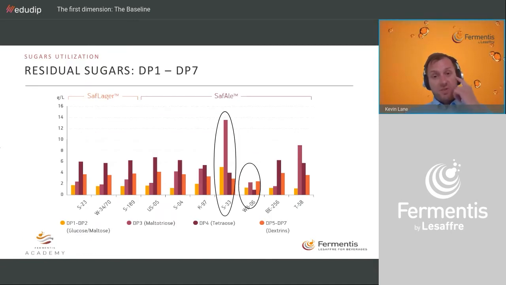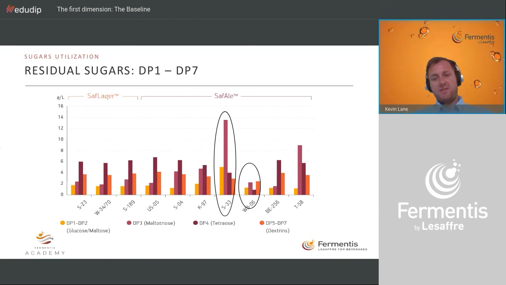When you look at the residual sugars DP1 through DP7, here DP1 and 2 are grouped together, the glucose, and that should be fructose, not maltose. Or sorry, DP1, 2, sorry. Glucose, fructose, and maltose. DP3 maltotriose, and DP4 through DP7 being the dextrins. Here you are seeing significant differences between the ale yeasts again. Over on the left, the first 3 strains are the 3 lager strains, S23, W3470, and S189, all SAF lager. And then the rest are the ale strains.